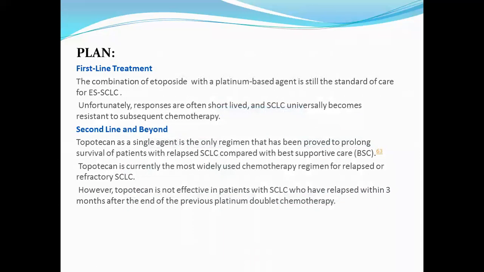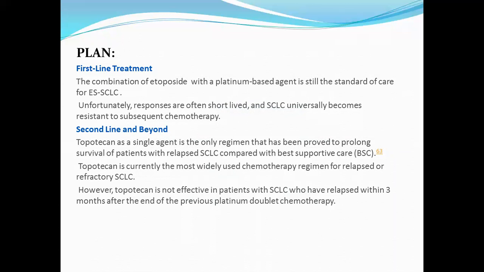Now, what is our plan for this treatment? As our first line treatment, the combination of etoposide with a platinum-based agent is still the standard of care for ES-SCLC, extensive stage small cell lung cancer. Unfortunately, responses are often short-lived, and SCLC universally becomes resistant to subsequent chemotherapy. It is very difficult for us to treat.